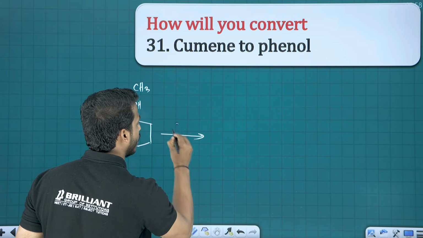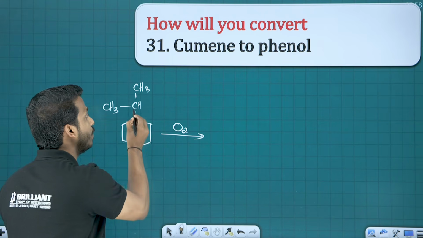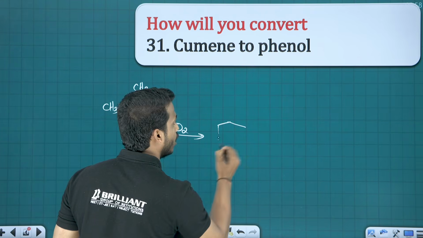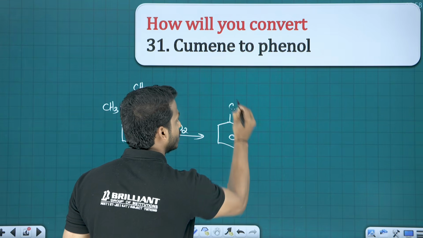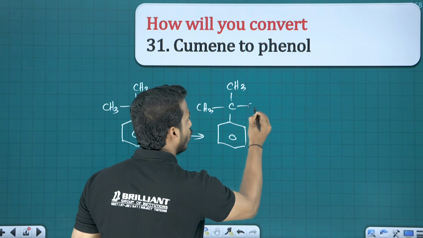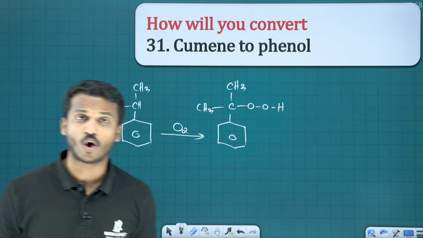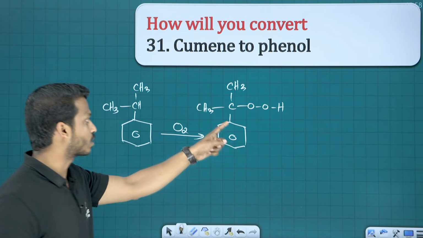First to cumene, we will add oxygen. So we will place this oxygen in between this carbon and hydrogen. We get a compound, benzene with the CH3, OOH. How many of you remember the name of this compound? This is called cumene hydroperoxide.